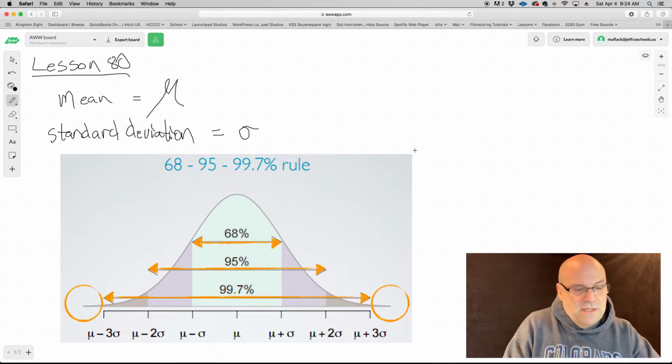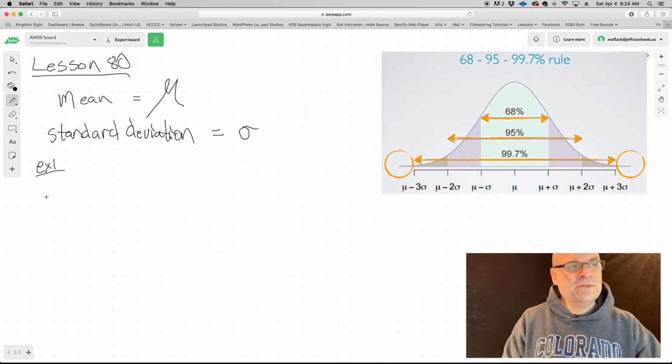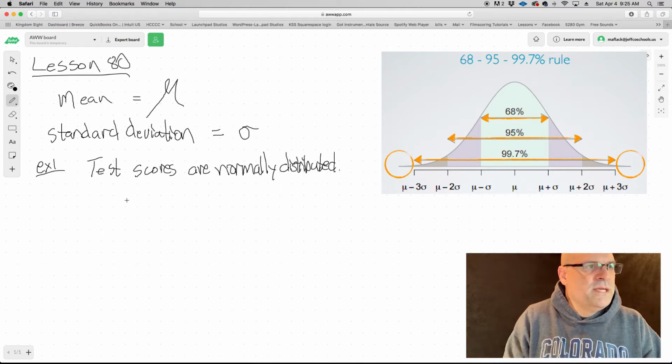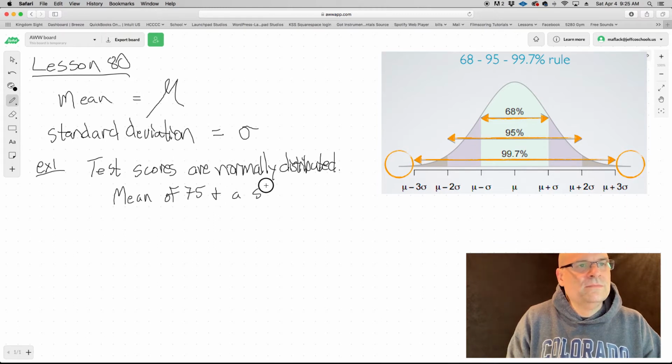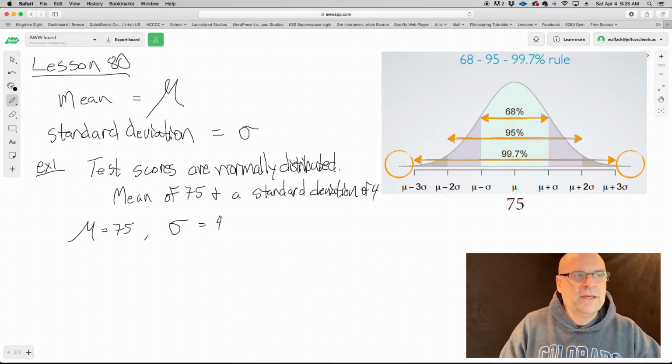Okay, so we're going to use this information to help us do example 1. Use the mean and standard deviation of normal distribution to figure this out. So let's say a set of test scores are normally distributed. There's a mean of 75, and a standard deviation of 4. So our mean is 75, and our standard deviation is 4.